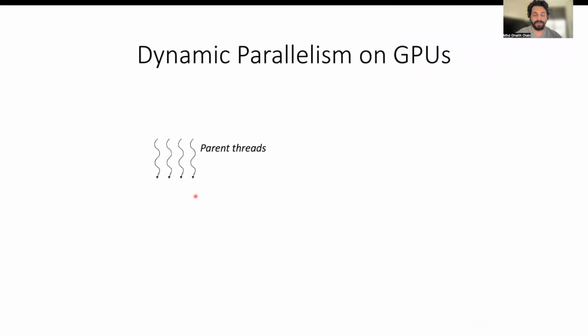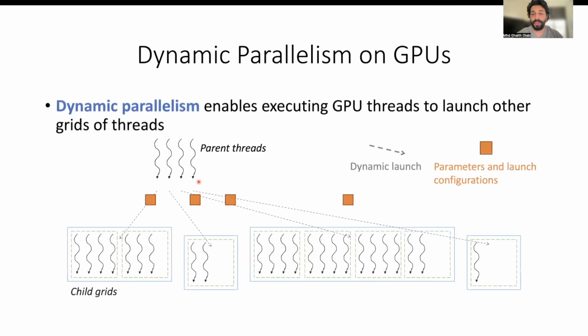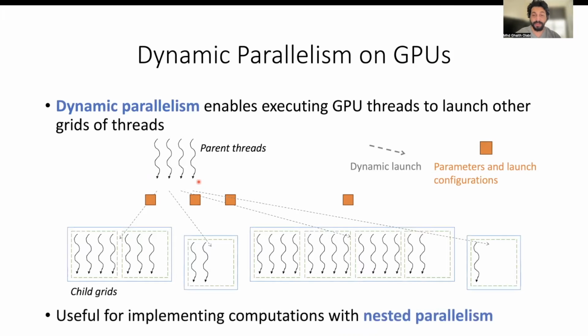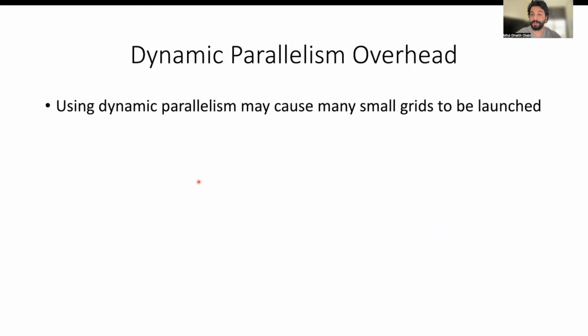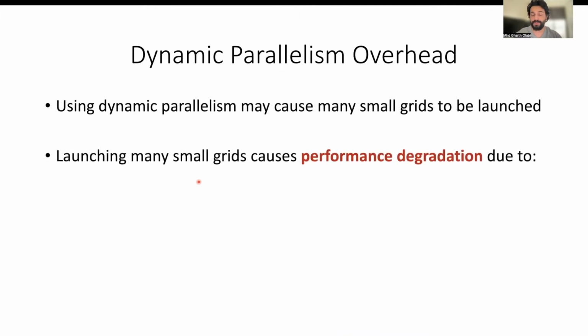Dynamic parallelism is a feature that enables threads executing on the GPU to also launch other grids of threads. This is typically useful to implement computations with nested parallelism. However, in practice, using dynamic parallelism might cause many small grids to be launched, and that's not desirable and causes performance degradation due to the following reasons.